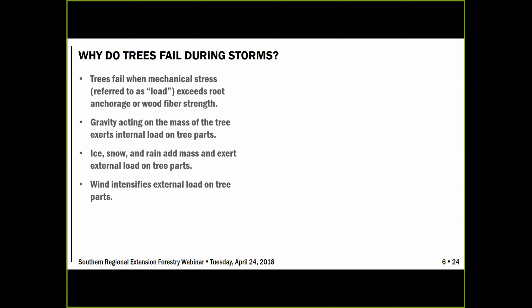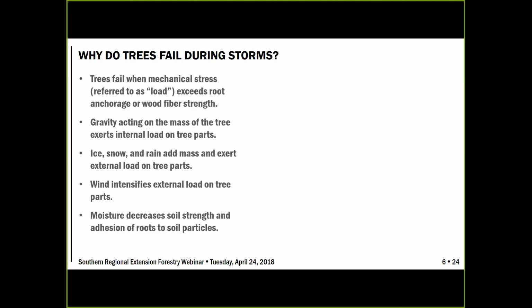Another complicating factor in storms is that oftentimes they're accompanied by wind, and this wind intensifies the external loading on tree parts. Many of these storms also include some type of precipitation that increases soil moisture. What this does is decrease soil strength, in other words, the resistance of soil against movement, and also reduce the adhesion of roots to soil particles. Both of these allow roots to slip more easily through the soil.